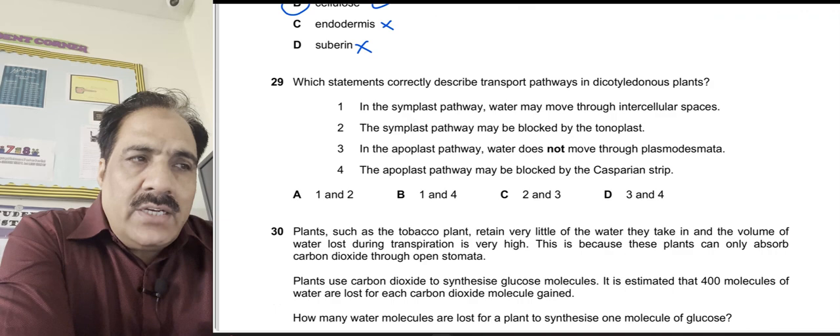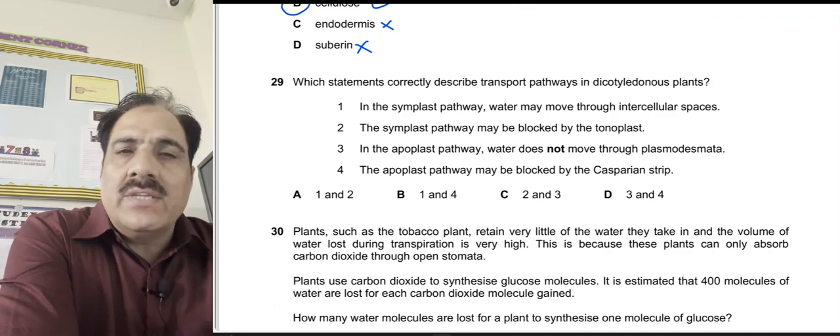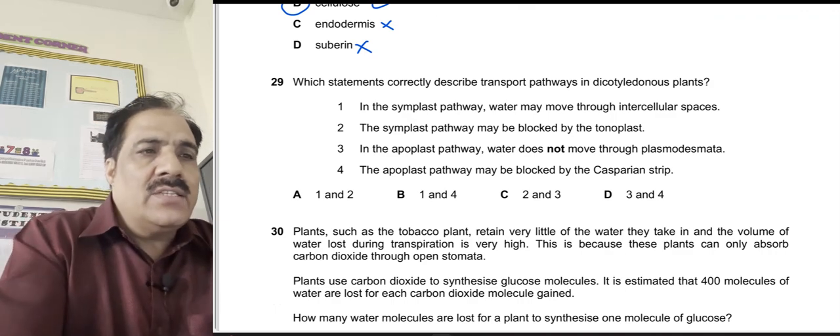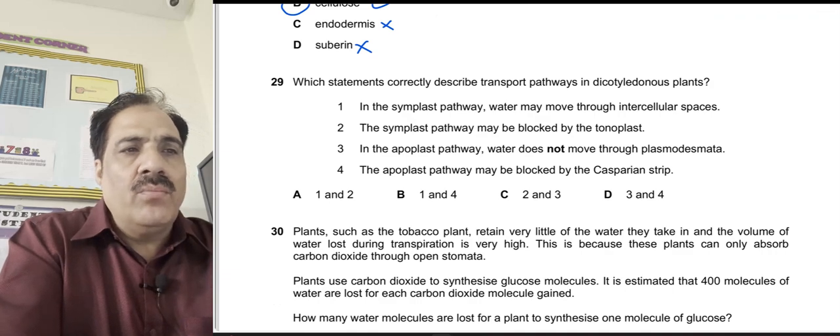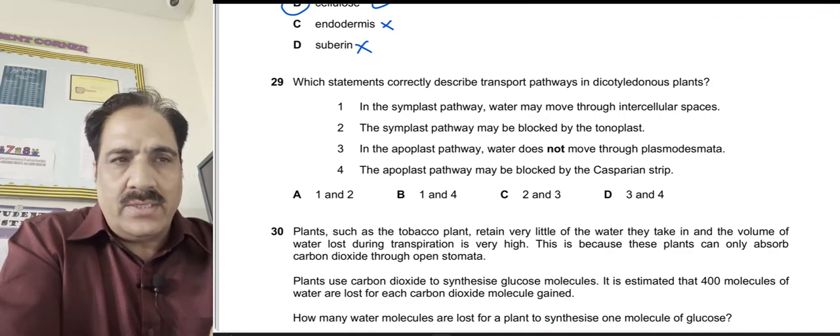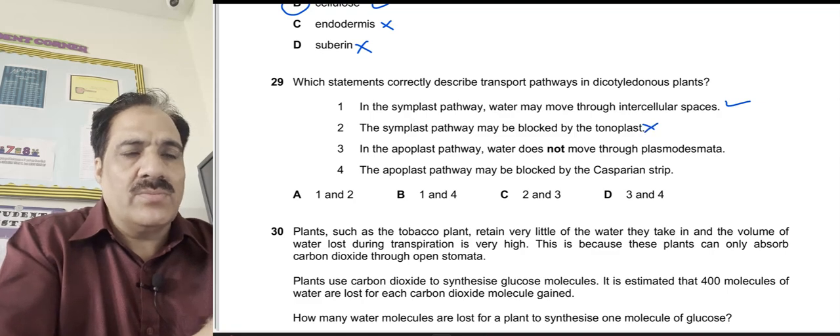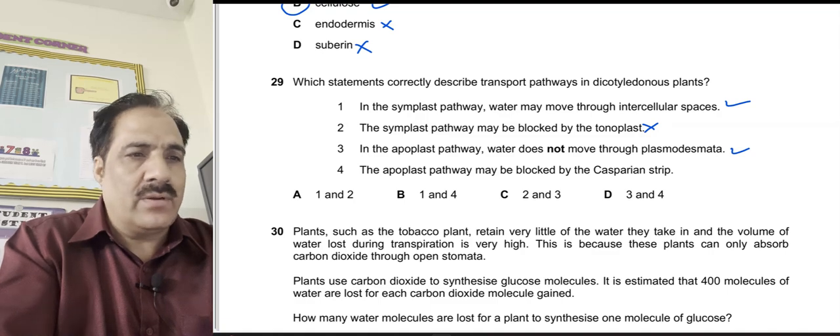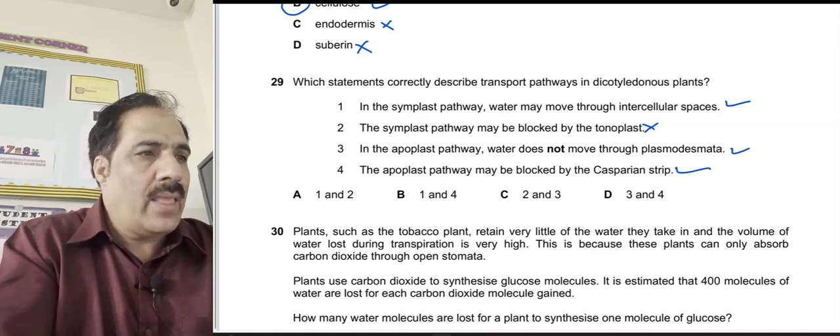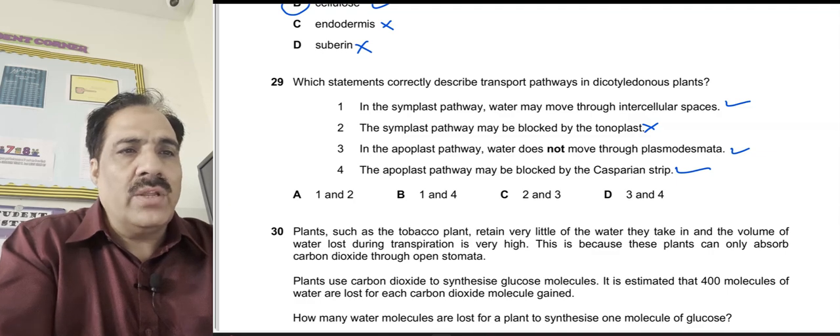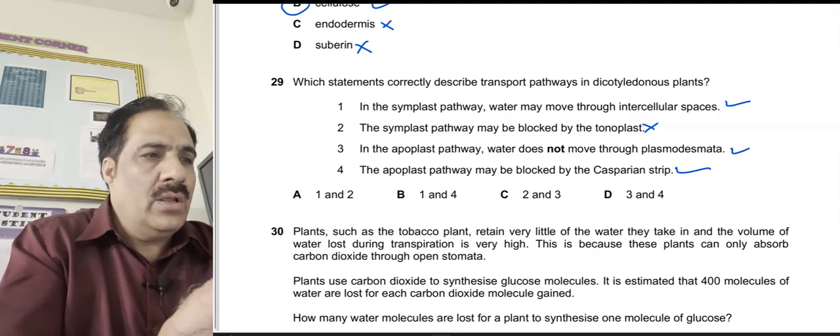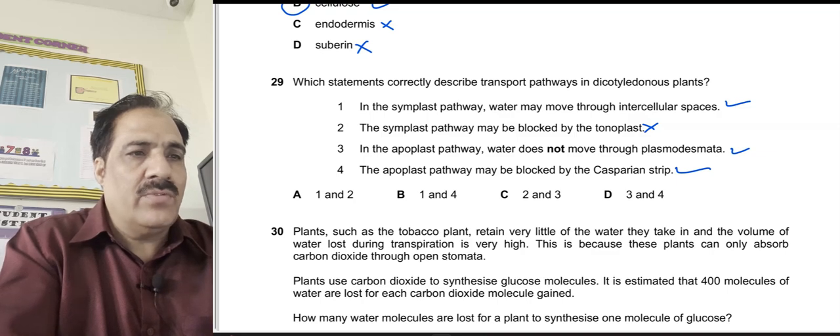Question number 29. Which statements correctly describe transport pathways in dicotyledonous plants? In the symplast pathway, water may move through the intercellular spaces. This is actually not correct. The symplast pathway may be blocked by the tonoplast, which is wrong. In the apoplast pathway, water does not move through the plasmodesmata. This is correct. The apoplast pathway may be blocked by the Casparian strip. This is correct. So D is the correct option.